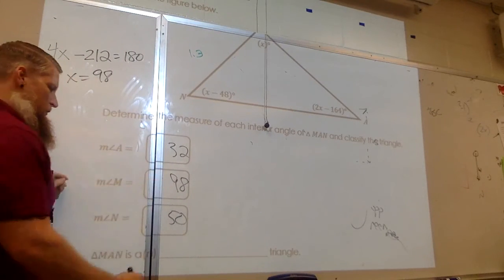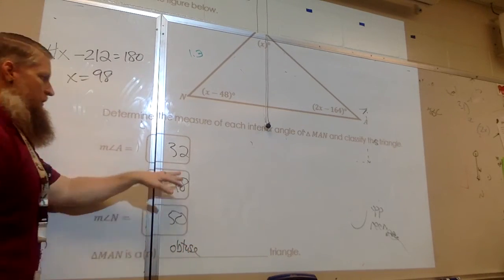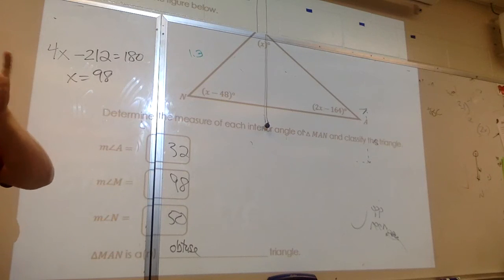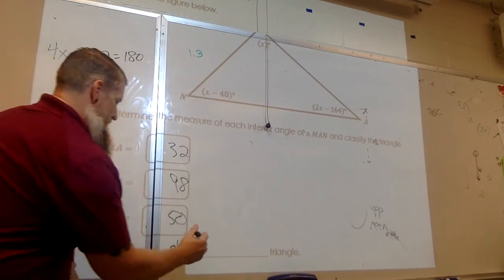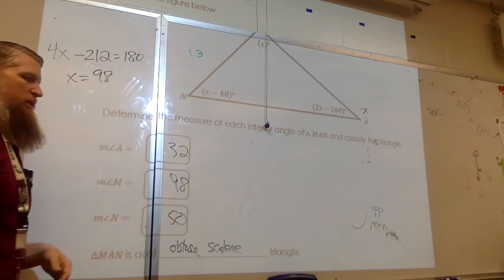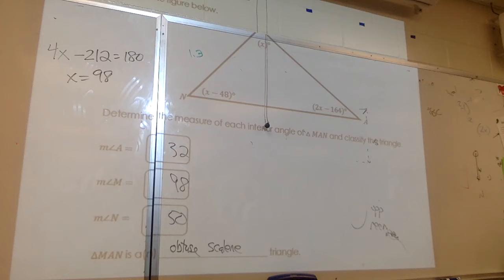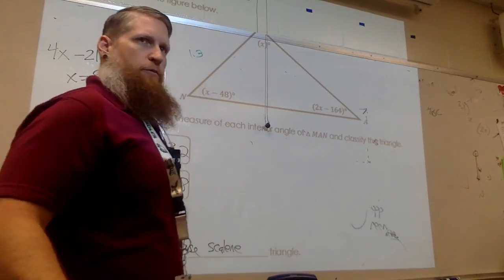This is an obtuse angle, which makes it an obtuse triangle. All 3 angles are different measurements, which means all 3 sides have to be different measurements. So this is obtuse and scalene. This is what the classification would be. If you had 2 angles that are the same, that means 2 of the sides are the same. It's isosceles. If all 3 angles were the same, obviously that'd be equilateral. Okay?